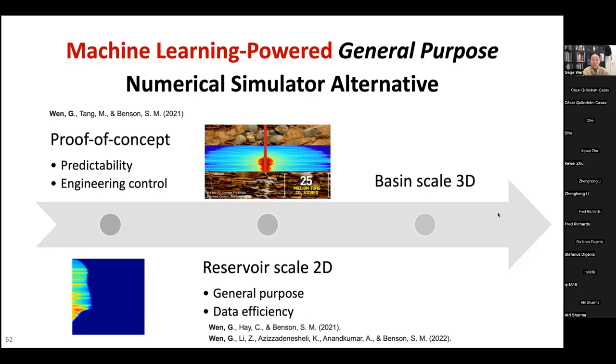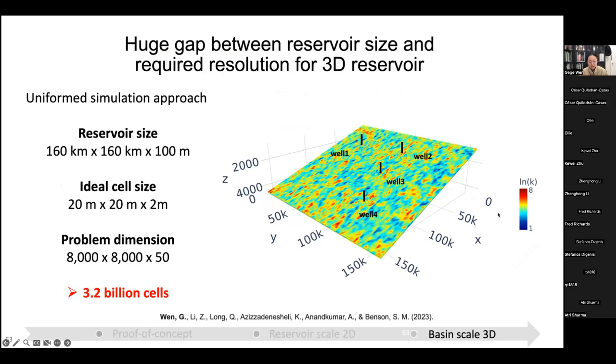For the 3D basin scale problem, the challenge arises from the fact that there's a huge gap between the reservoir size and the required resolution for 3D reservoirs. Consider this example for a basin scale reservoir, 116 kilometers by 116 kilometers. Imagine that we are simulating a 100 meter thick layer. The ideal cell size we want to use is, let's set it at 20 by 20 by 2 meters. That gives us 3.2 billion cells in the entire basin scale domain, which is virtually impossible for a numerical simulator.